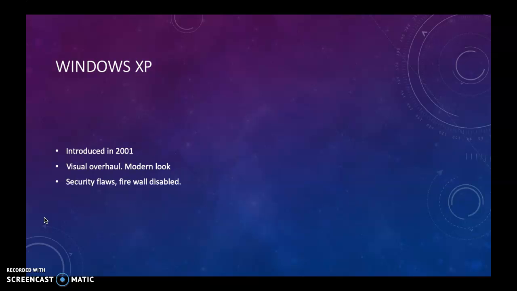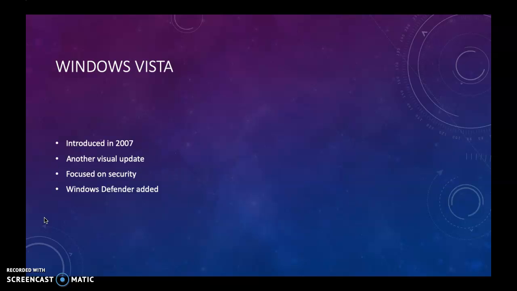Afterwards, we would get Windows XP, which was introduced back in 2001. It was another visual overhaul. It gave a more modern look to it, something that was more appealing towards its users. But the problem with Windows XP was that there were a lot of security flaws because by default the firewall was disabled. So this was a really bad security flaw on Windows XP. But again, it was a very appealing operating system to a lot of users.